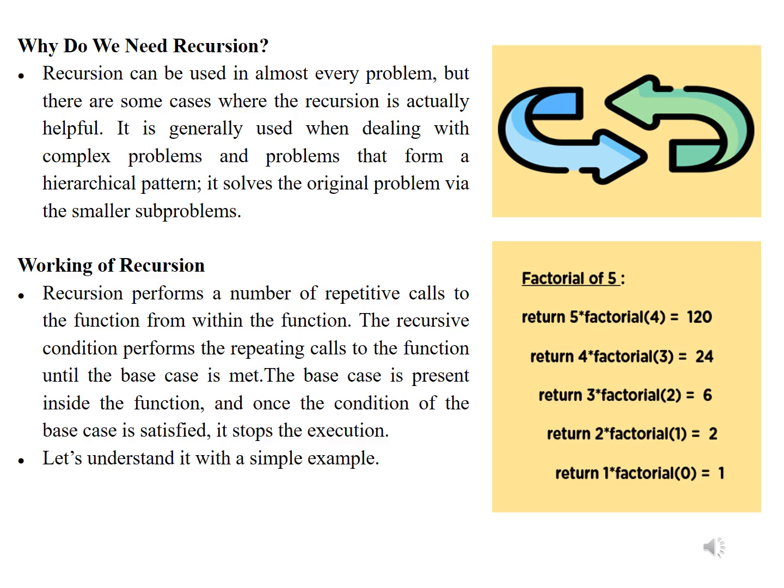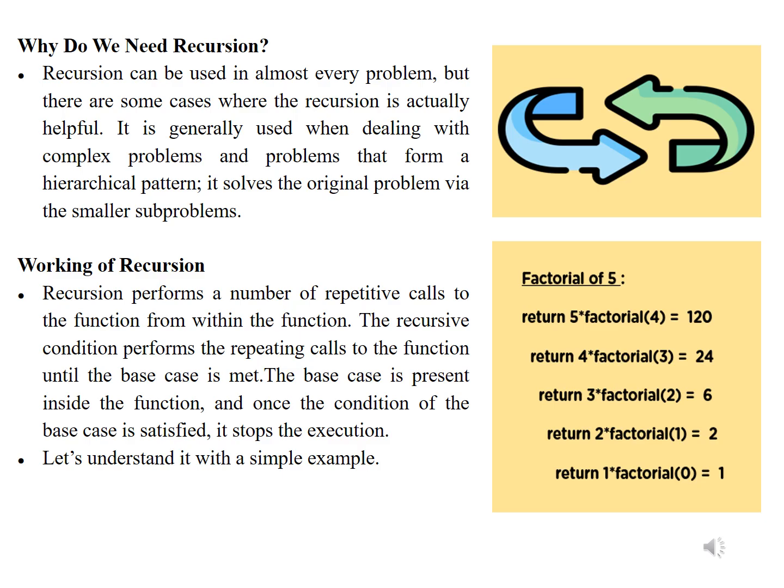Working of recursion. Recursion performs a number of repetitive calls to the function from within the function. The recursive condition performs the repeated calls to the function until the base case is met. The base case is present inside the function, and once the condition of the base case is satisfied, it stops the execution. Let us take an example to find the factorial of 5.